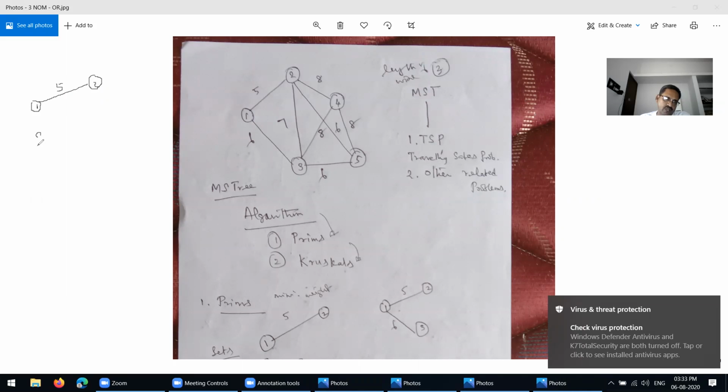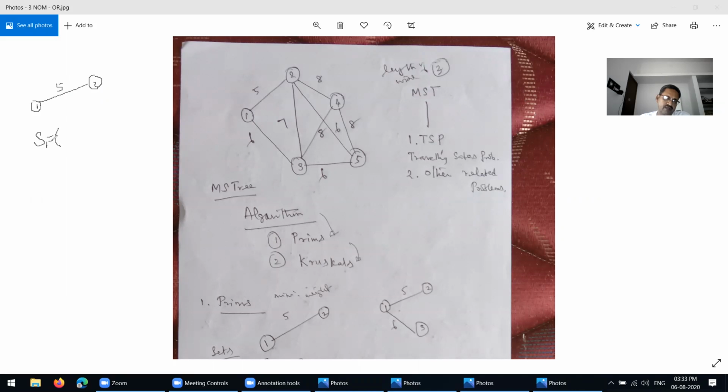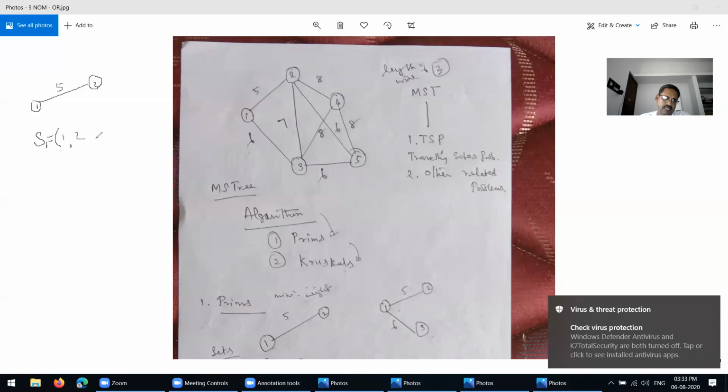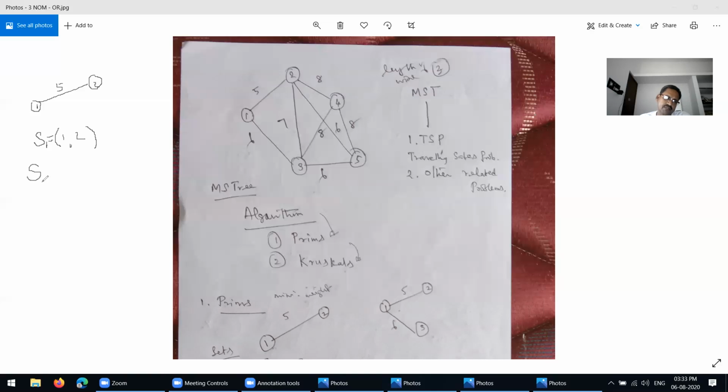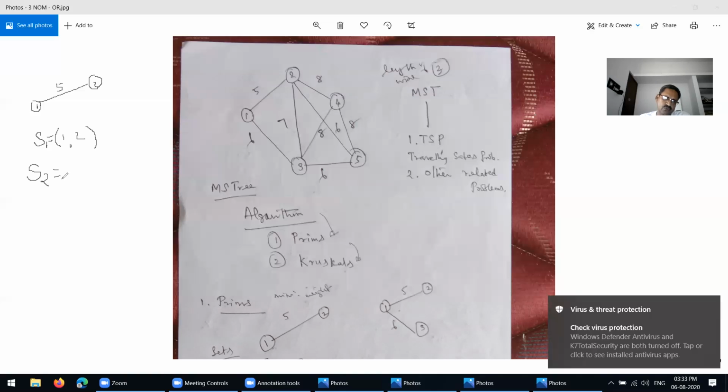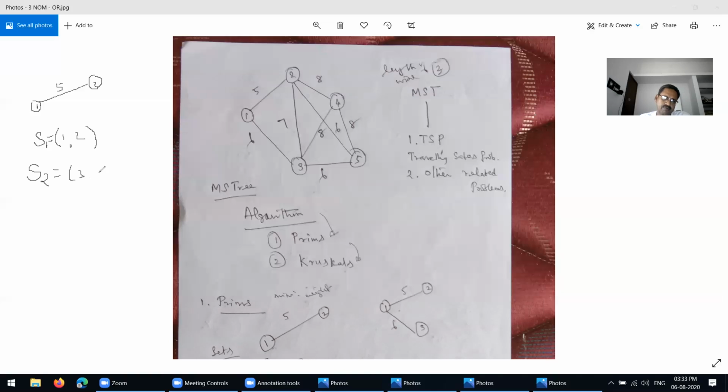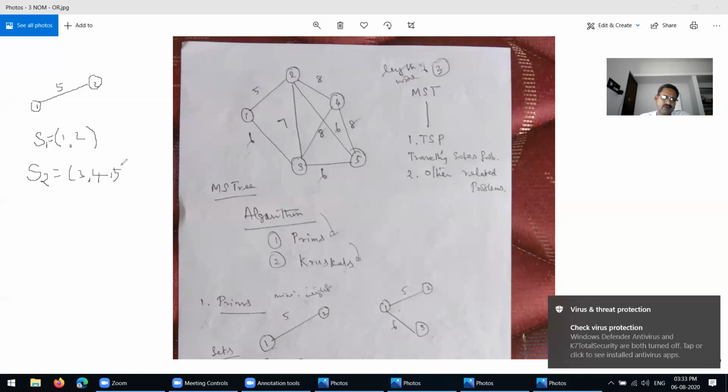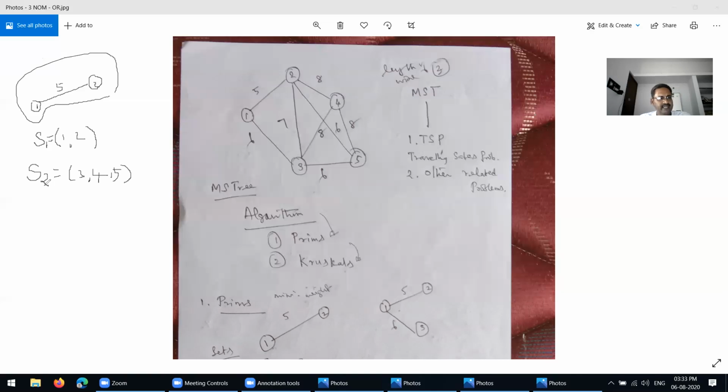Take it as set 1. This one is set 1: nodes 1, 2. And then all the other nodes, out of S1, are denoted by set 2. So we take it as 3, 4, and 5. These are out of the tree, so take them as another set.